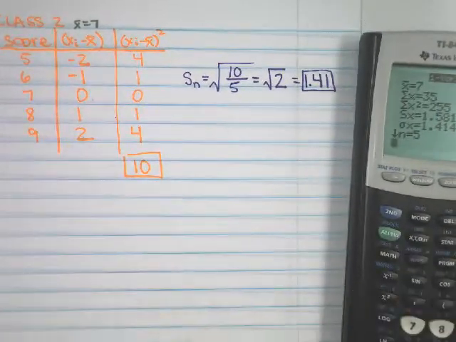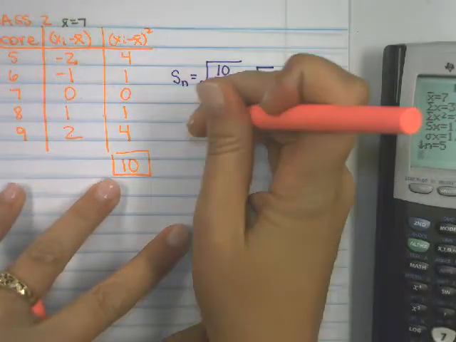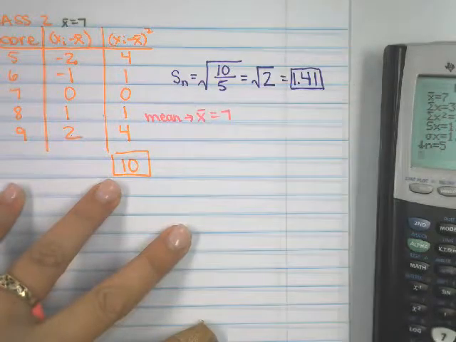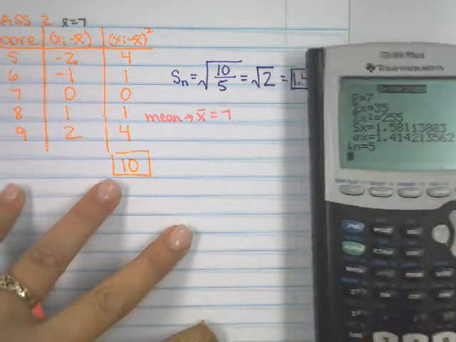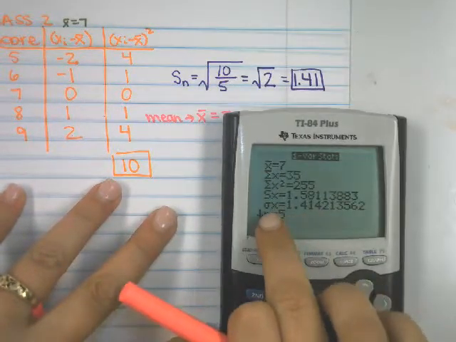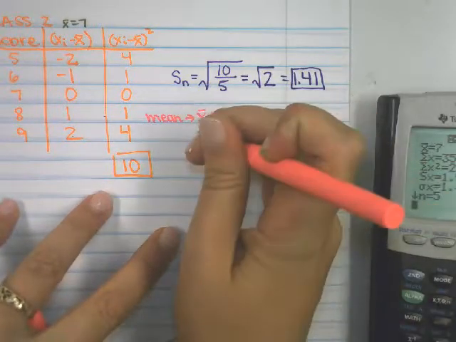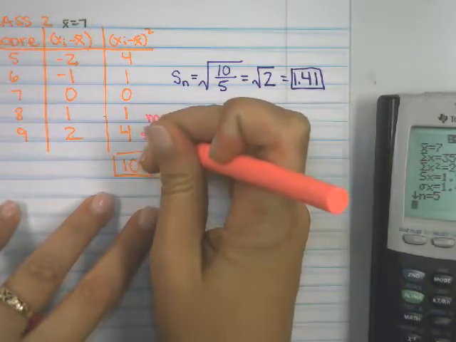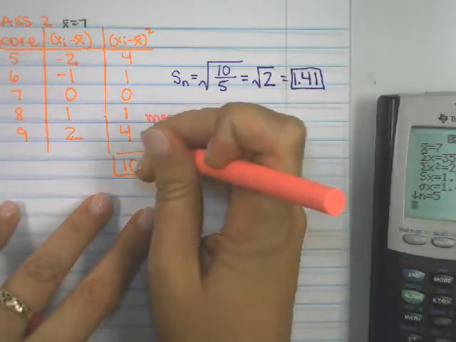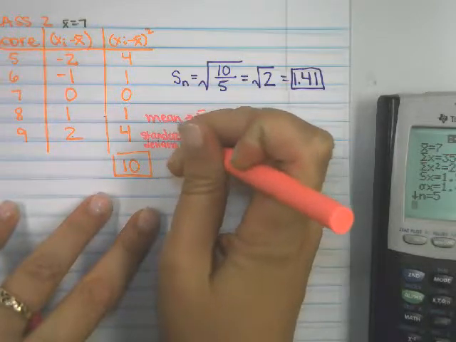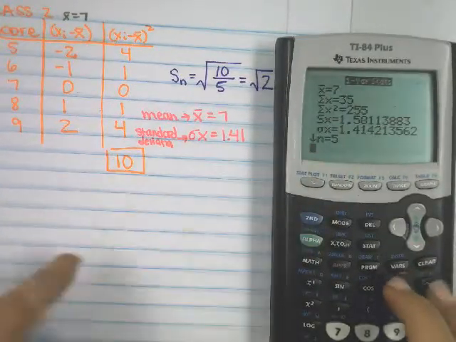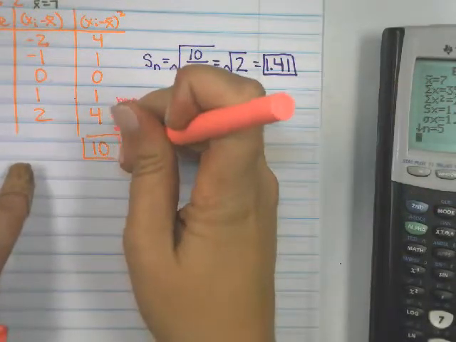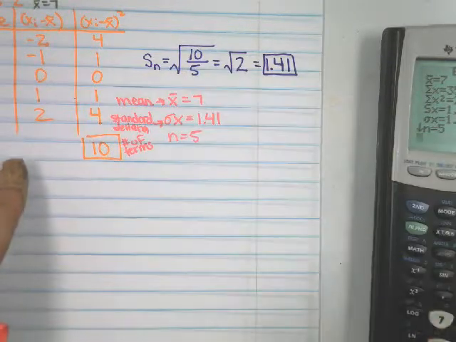The ones that are useful from this chart, just as a reminder, X bar is 7. This is the mean. The next two are not useful. You can see the 1.41 shows up here. So this is the standard deviation. N equals 5 is the number of terms or data values.